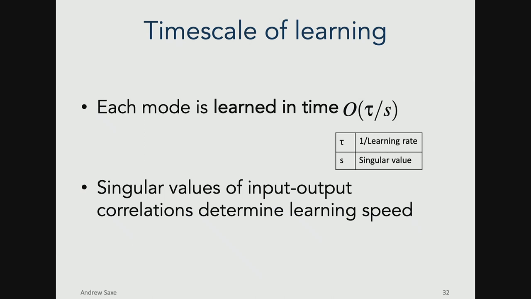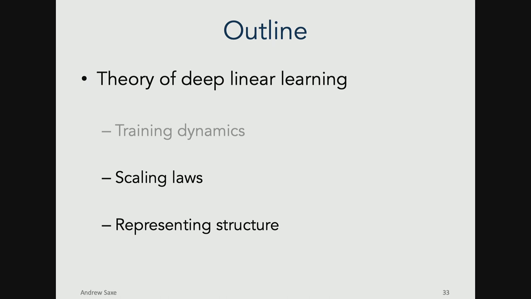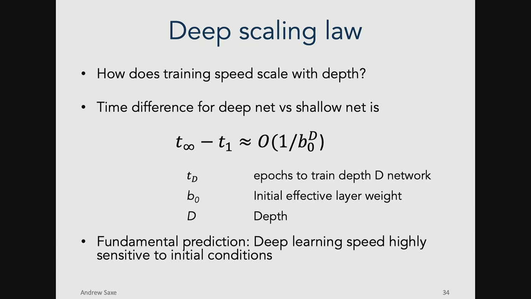All right, so that's sort of a simple picture of the training dynamics in these models. Now let's go investigate the scaling laws. So here the question is, how does training speed scale with depth? And this is a bit of a subtle question because you need to know what you're doing with the initialization. You also need to know what you're doing with the learning rate. And so the procedure that I'm going to use here is essentially, suppose you get the optimal learning rate. How much slower would a very deep network be as opposed to a shallow network?